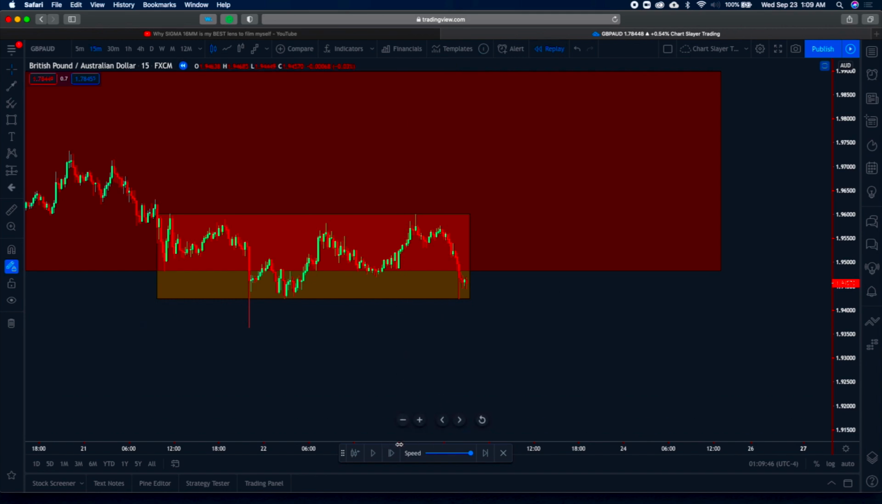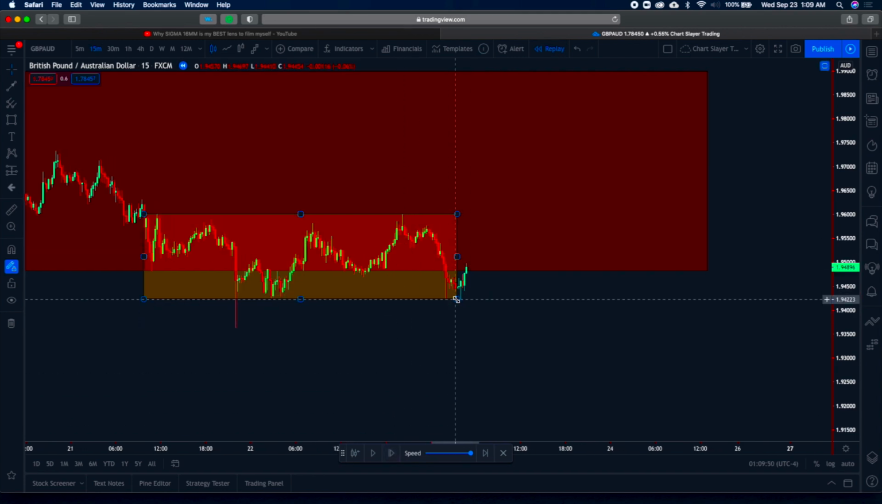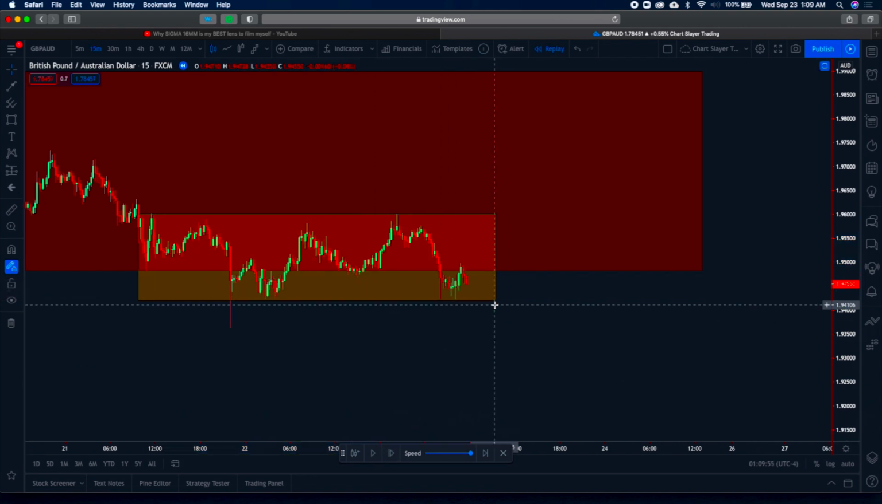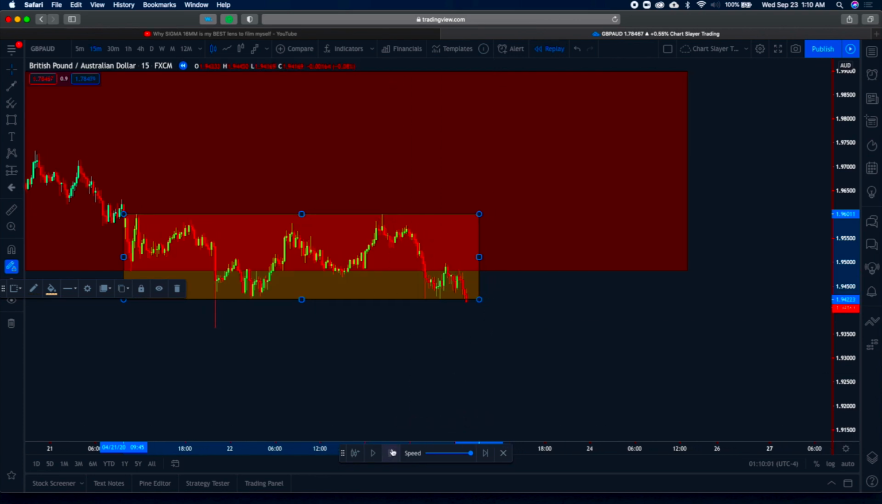See how price wicked it again? Now we're getting close to the level. Boom. If we get a close below this zone, right, we're going to enter into the trade. We just need a close here. Boom. We got a close, right? So this is where we put our short position in.